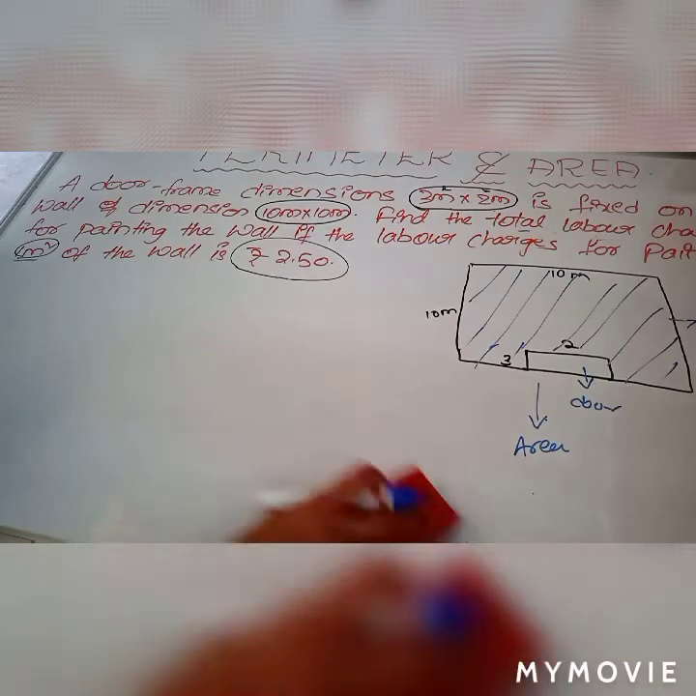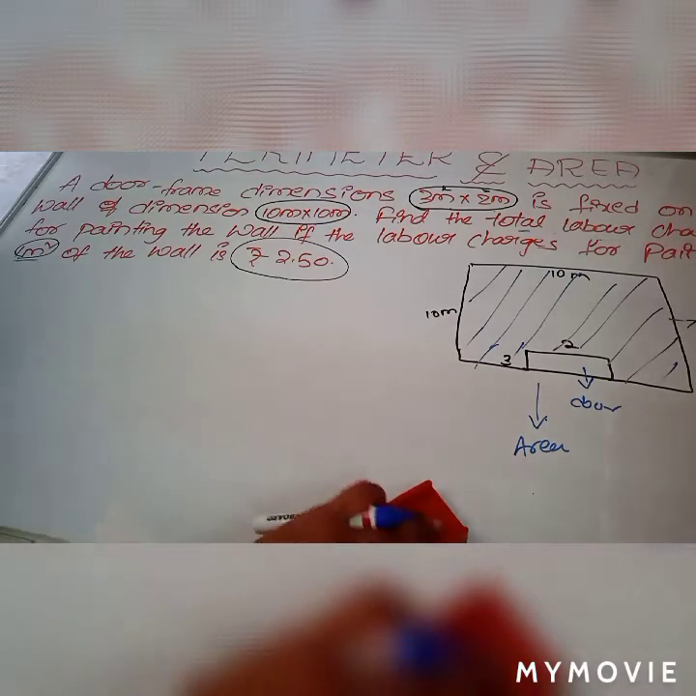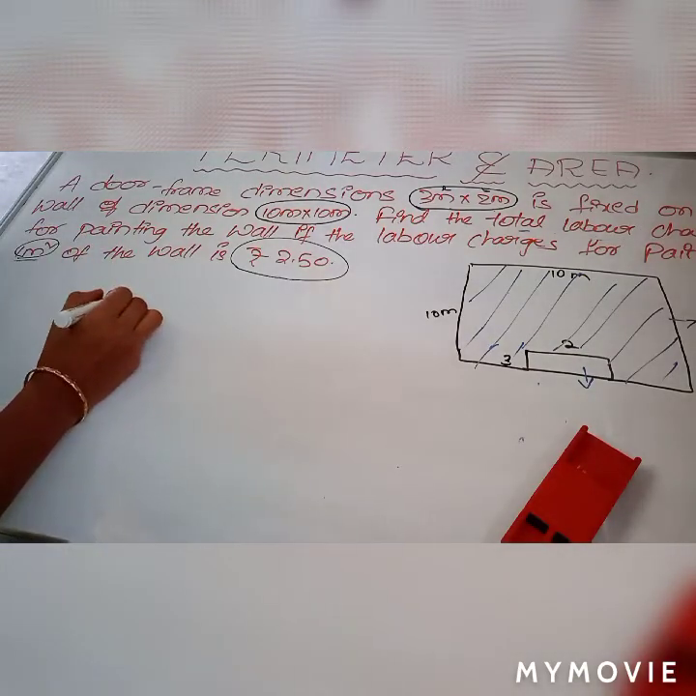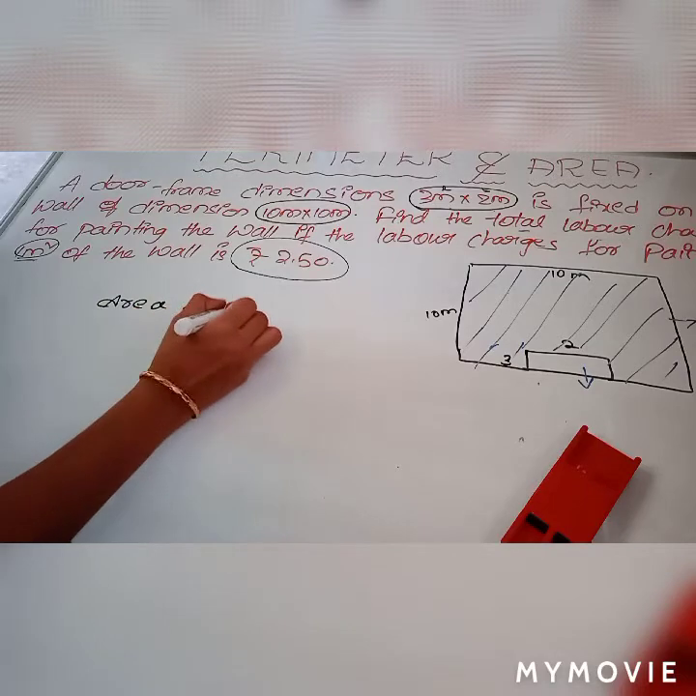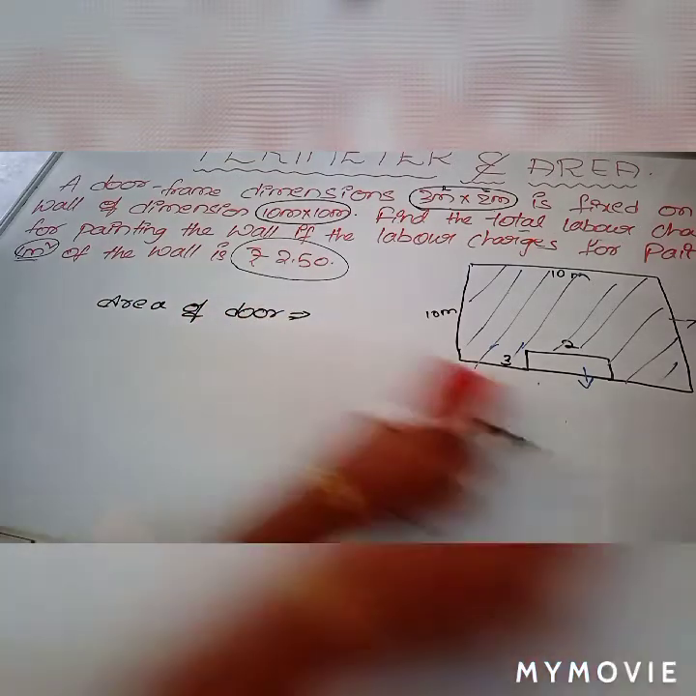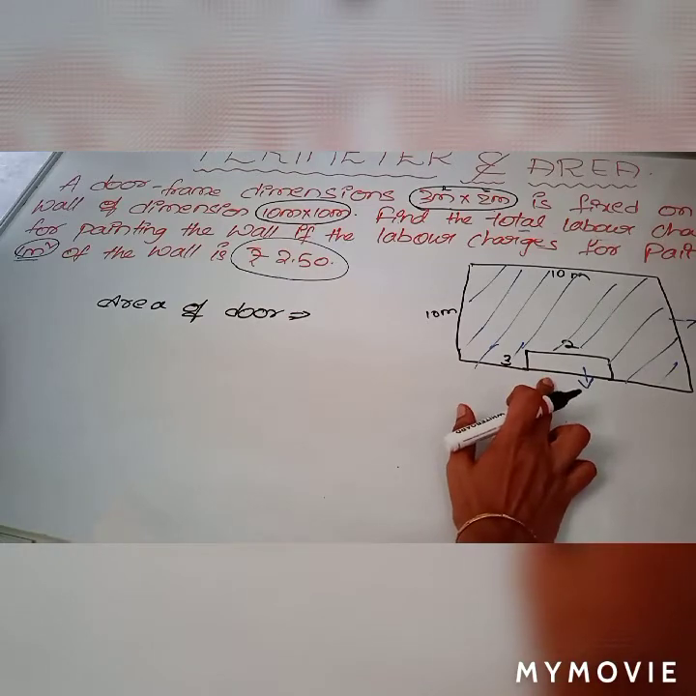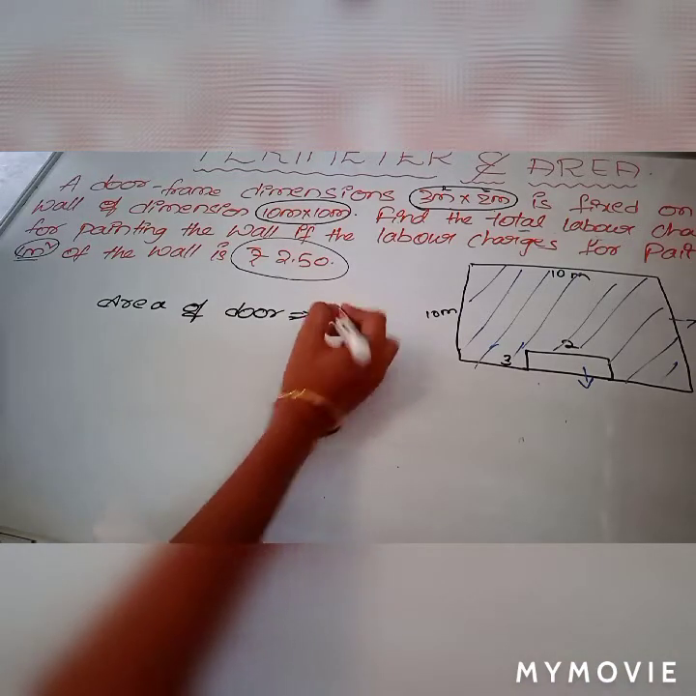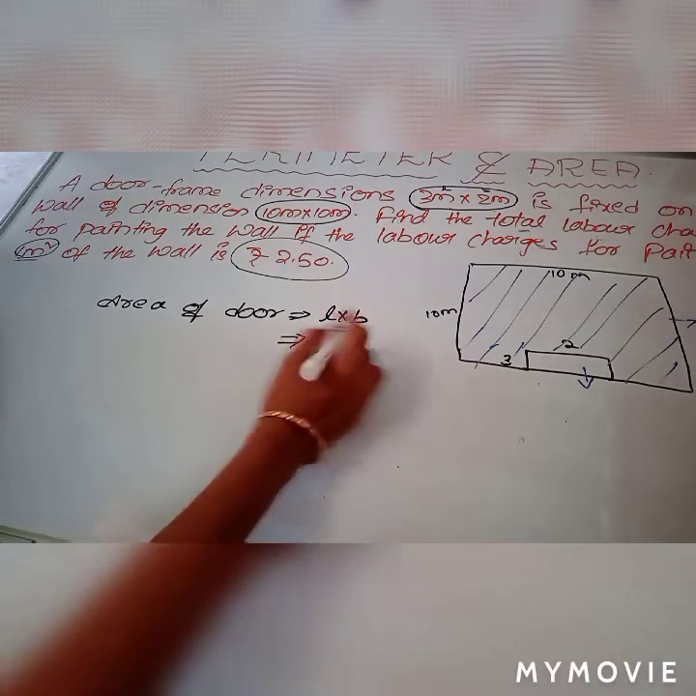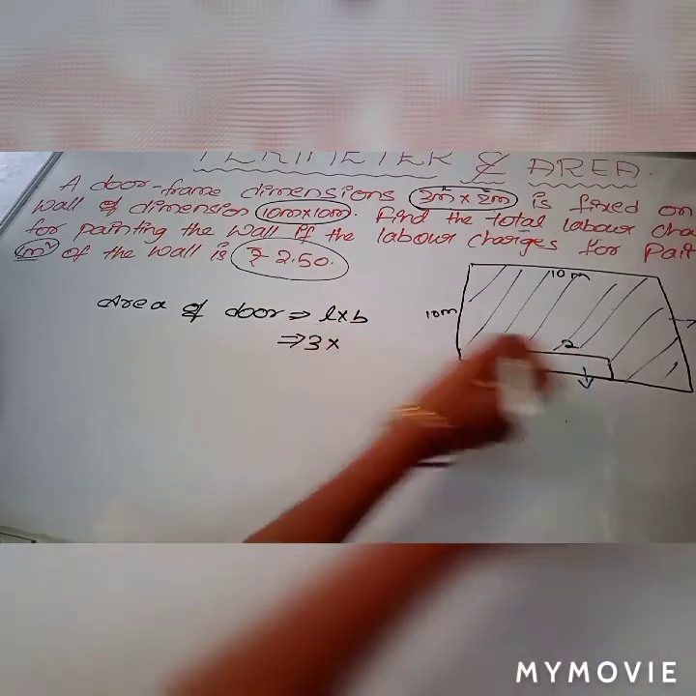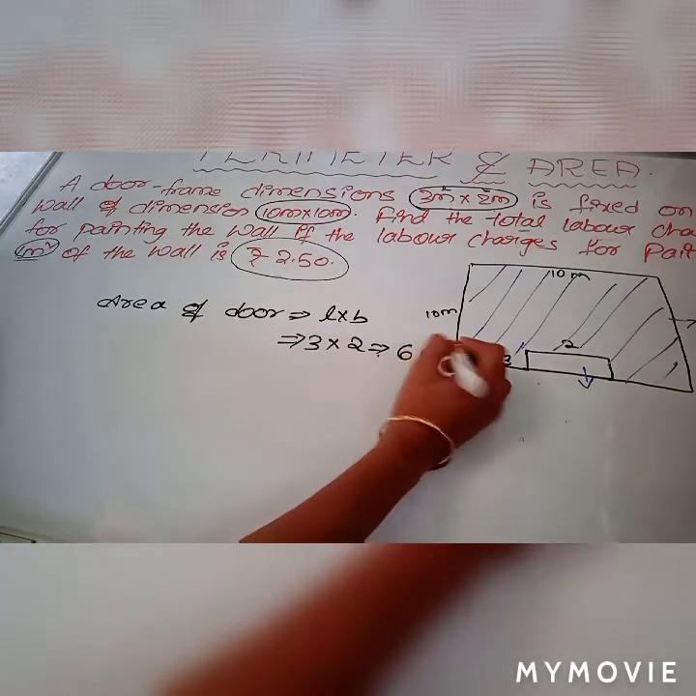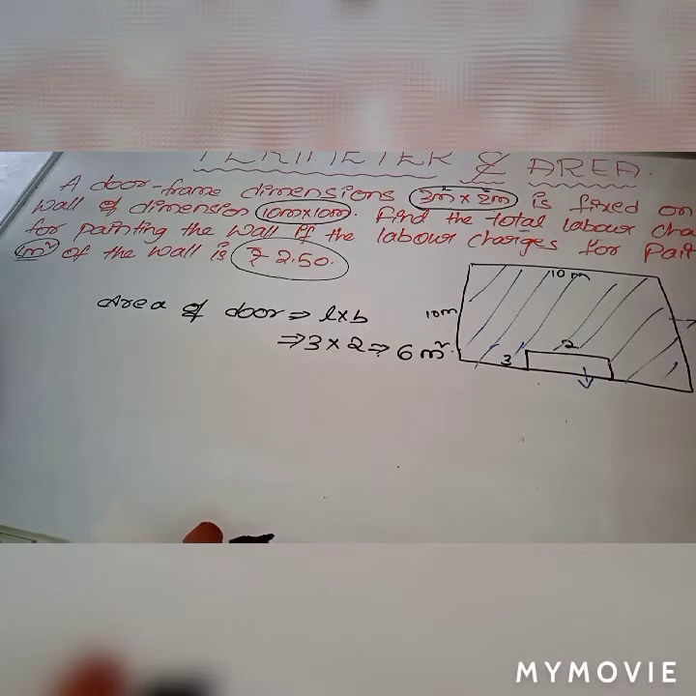Okay, let's start. The first step is the area of the door. This door is in rectangle shape, isn't it? So what is the area of a rectangle formula? Simply L into B, length into breadth. What is the given length here? 3. And the breadth? 2. So 3 into 2 is 6. The area of the door is 6 square meters.